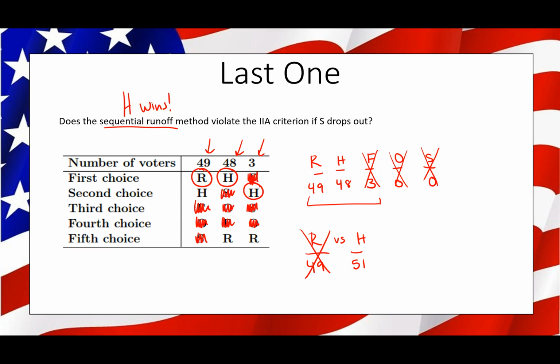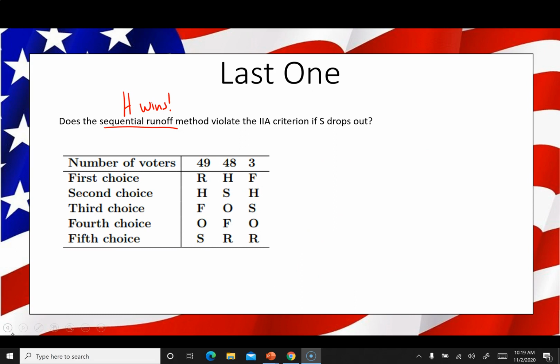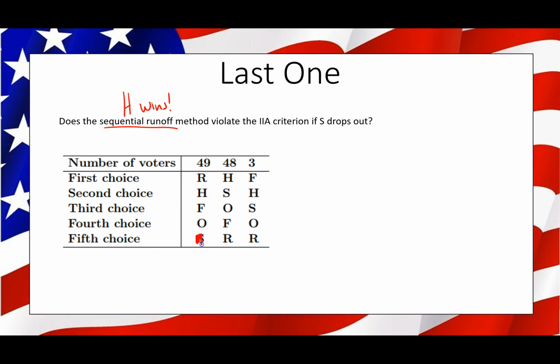Okay, but what if S drops out? Is that going to impact this at all? Let's see. I am going to eliminate this S. Okay, we're going to compete R versus H versus F in terms of first place finishes. We have R, H, and F. So R gets 49 first places, H gets 48, and F gets 3. So we're eliminating F.